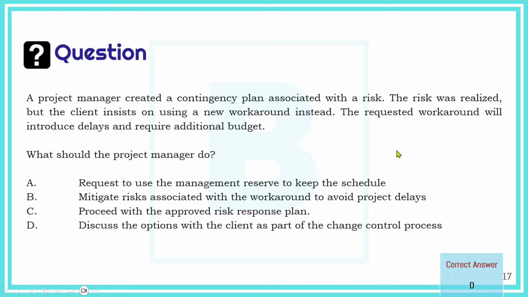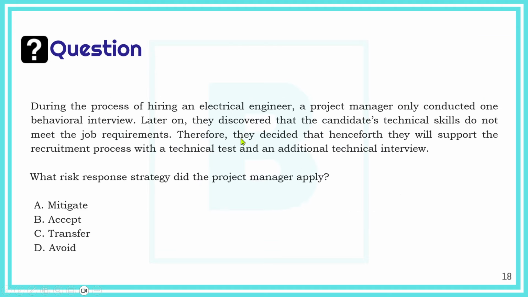Yes, this is good. Why? Because the workaround will consume more time and budget, so we need to agree with the client on how to handle such changes. Okay, so this is, I think, more important than mitigating the risks associated with the workaround to avoid project delays, because what about the budget then? This response is just for the delays. What about the budget?